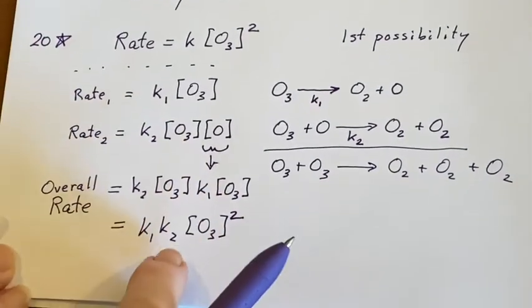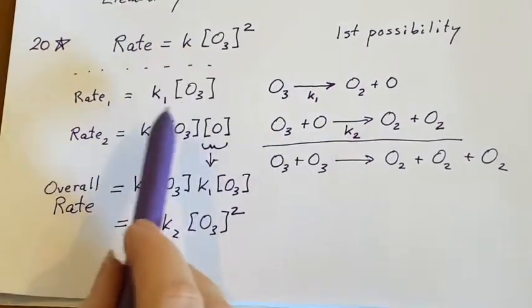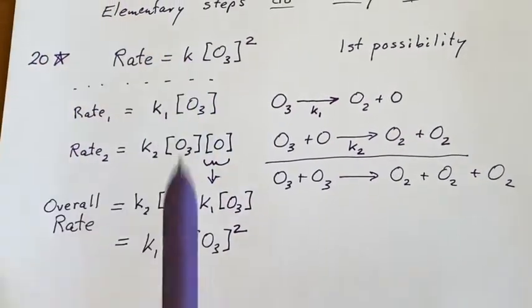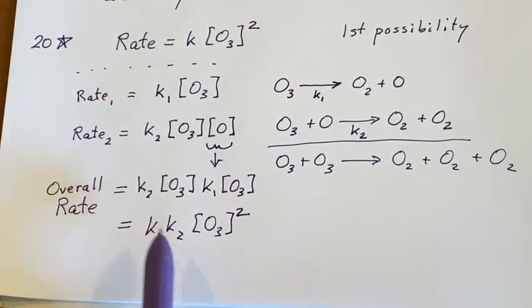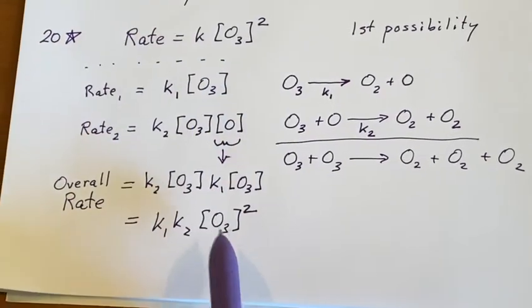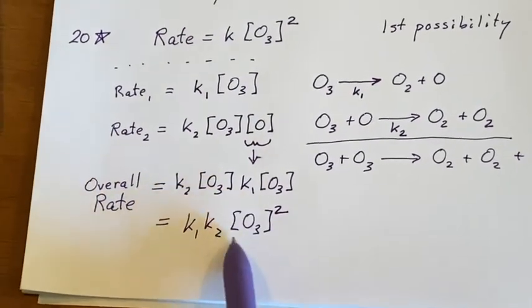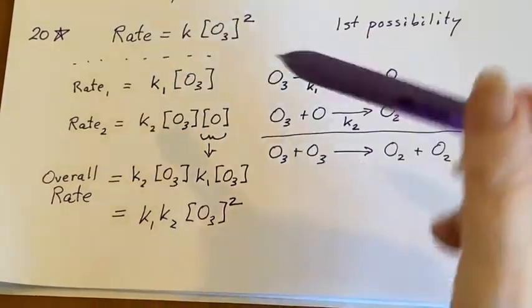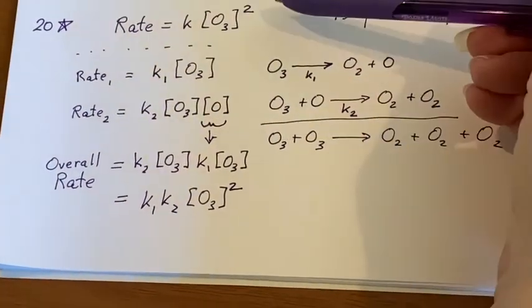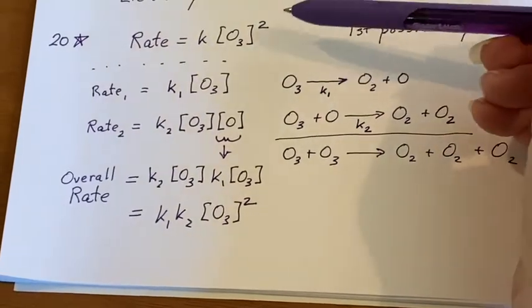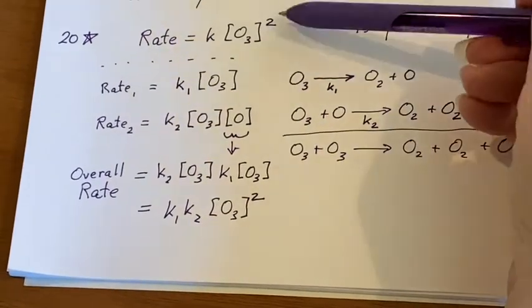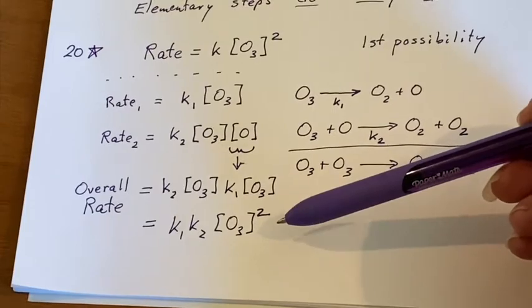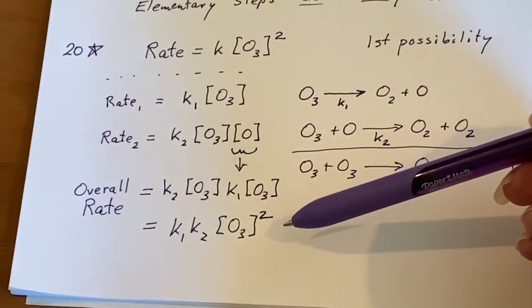So we end up with the form being the same. We still have to go out and calculate what is k. k1 times k2 should end up equaling k, but this concentration part is exactly the same. And so we cannot tell the difference between these. Even though these have different mechanisms, they end up with the same rate law. We would have to do a different experiment to figure this out.